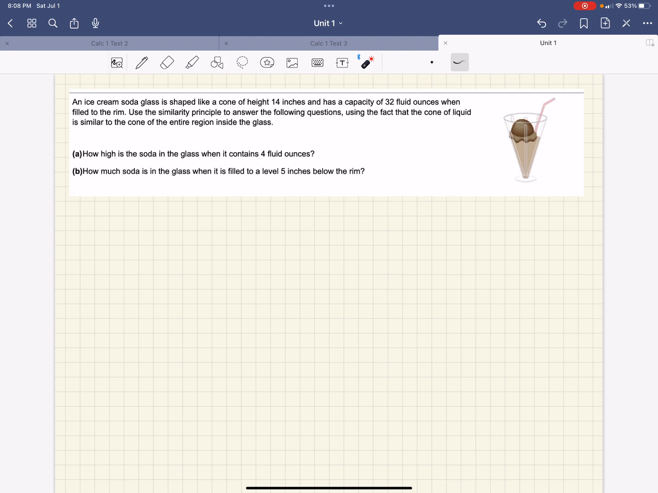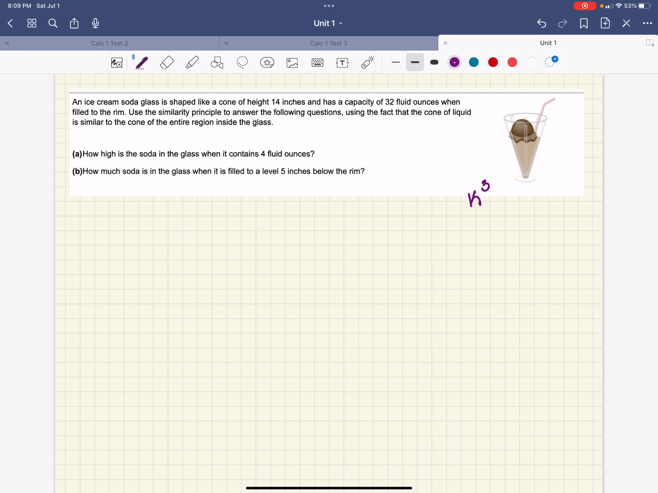Okay, use the similarity principle to answer the following questions using the fact that the cone of liquid is similar to the cone of the entire region of the glass. So we're only going to fill the glass up to here or here, and then we're going to be looking at it. So remember, when we're talking about volume, okay, we're going to have some k value, and it's going to be cubed. And the reason I know it's a cubed value is because it's volume. And volume is measured in cubic centimeters, cubic meters, so we're talking about volume.